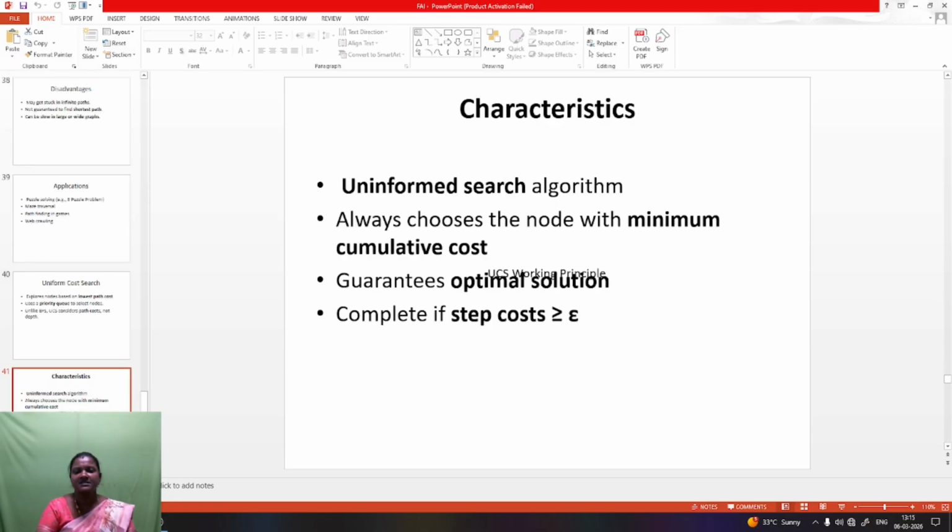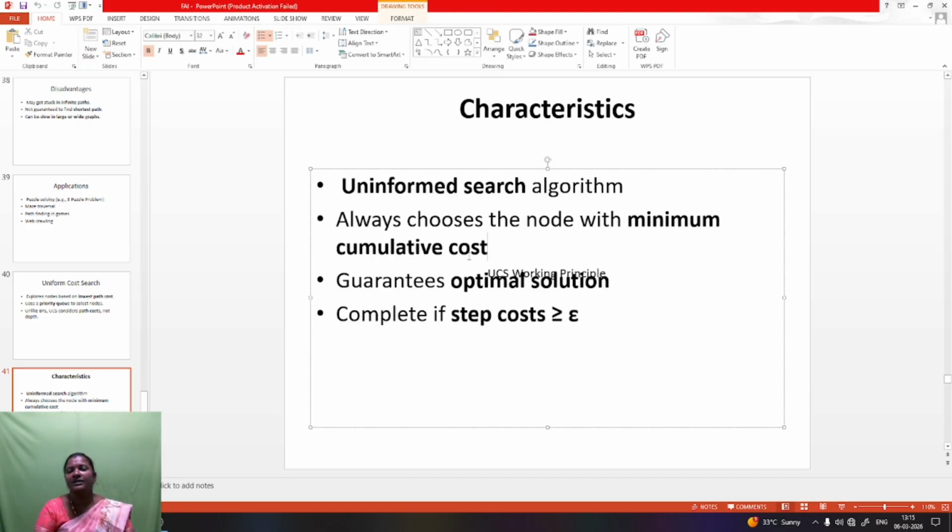Characteristics: it is an uninformed search algorithm. Uninformed search means it does not use any domain knowledge or heuristic function. It always chooses the node with minimum cumulative cost. Then only can we find the path with the lowest cost. It guarantees an optimal solution. It provides a least path cost solution. So we call it an optimal algorithm.